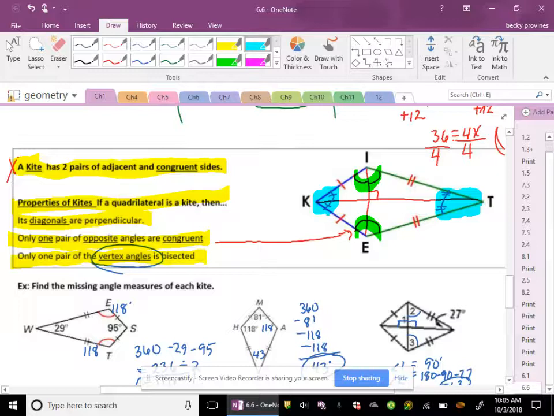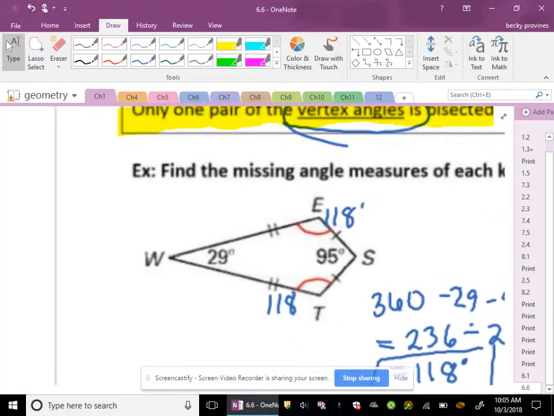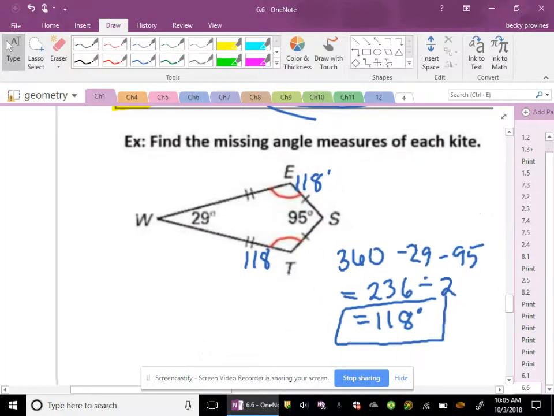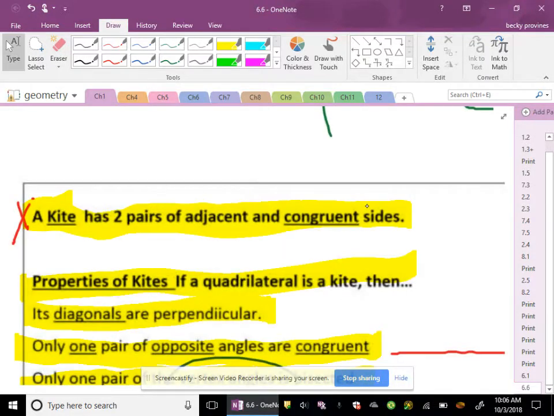Now, we will have to apply a lot of this information. So let's try it, and I'll explain as I go. On this one, I know this is a kite. I know these two little red marks mean that they're equal in measure.